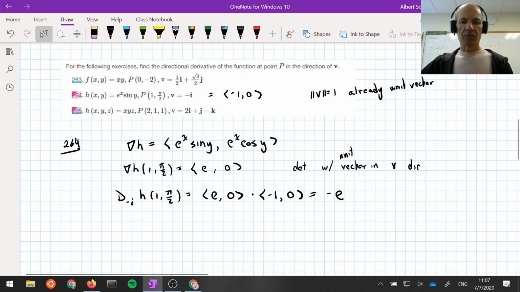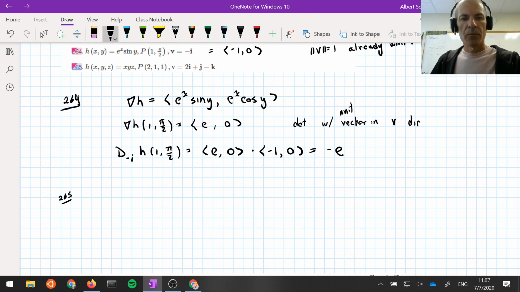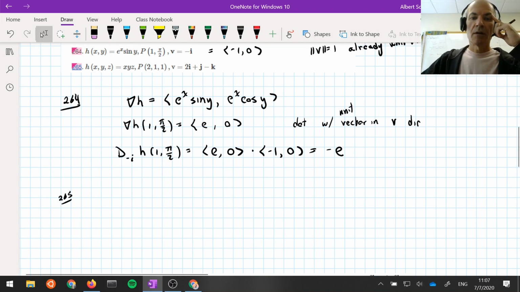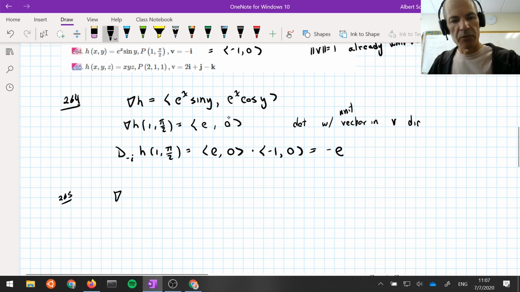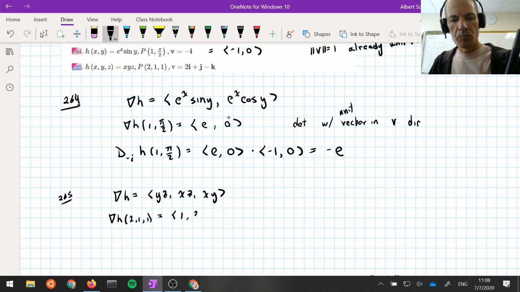Just to do another one in 3 dimensions, which is harder to visualize but no less important, 265. We have a function of 3 variables, x, y, and z, and we want to compute the directional derivative at the point (2, 1, 1) in the direction (2, 1, -1). First thing we need is the gradient. The partial of h with respect to x is yz. Partial of h with respect to y is xz. Partial of h with respect to z is xy. We want to evaluate that at the point (2, 1, 1). Plugging in x equals 2, y equals 1, z equals 1, we get (1, 2, 2).